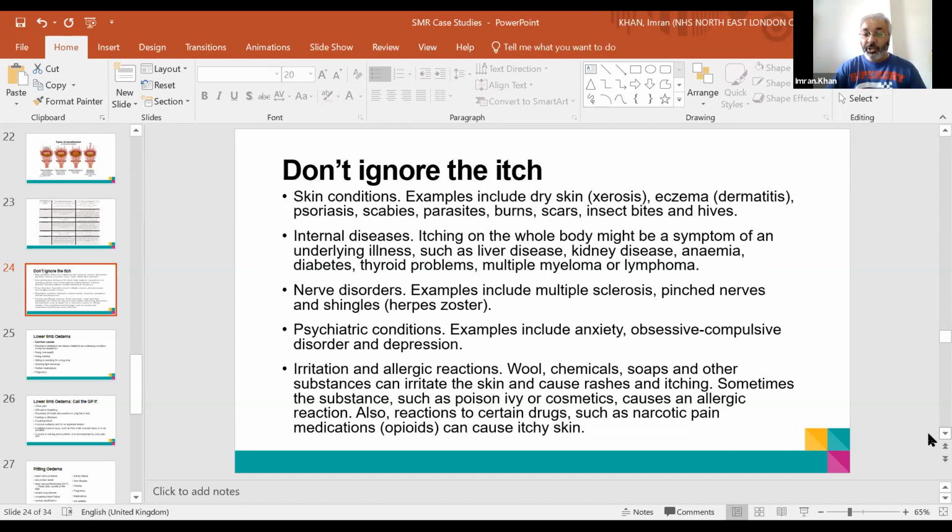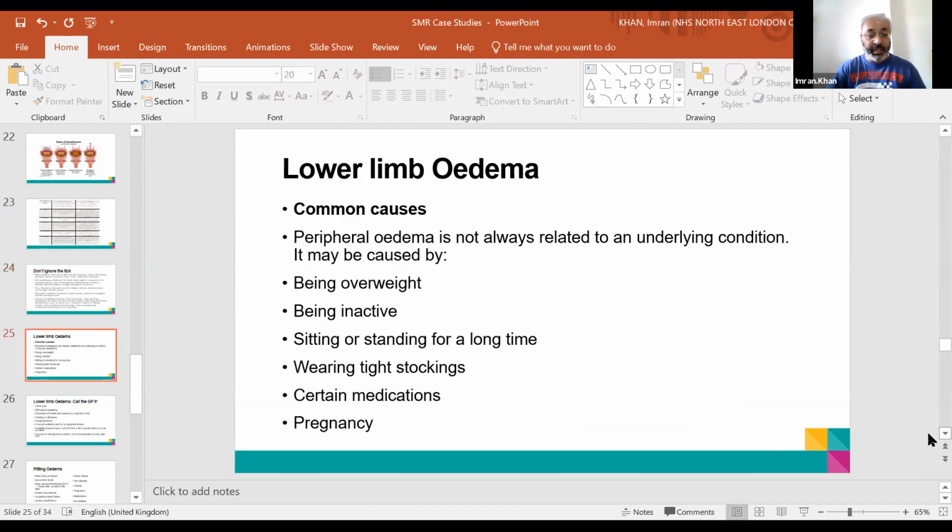Yeah, not our job to diagnose. We are not doctors. Absolutely, we're not doctors. But definitely our job to bring it to their attention because it hasn't been known.